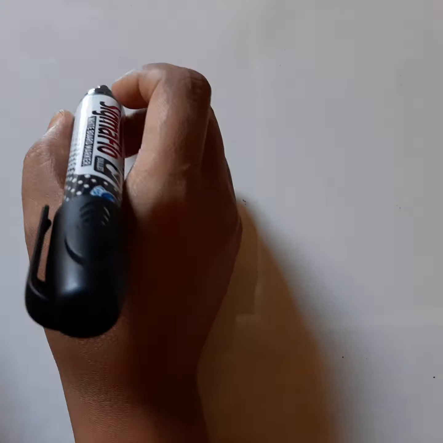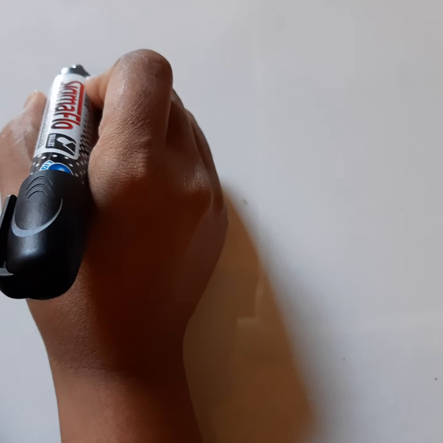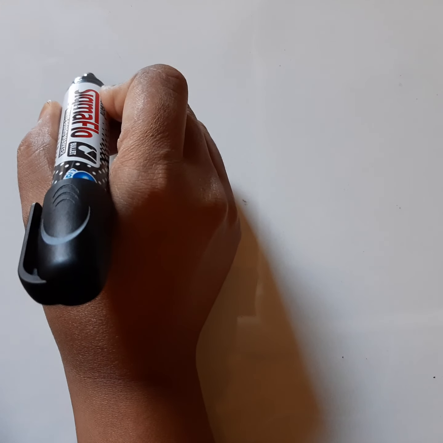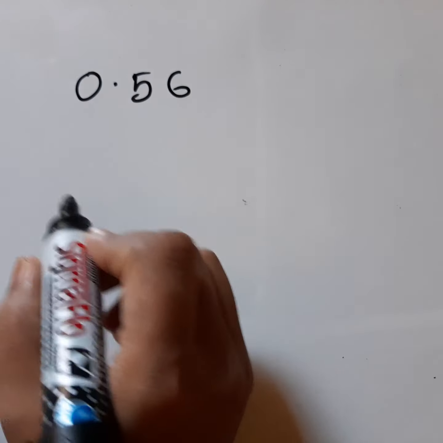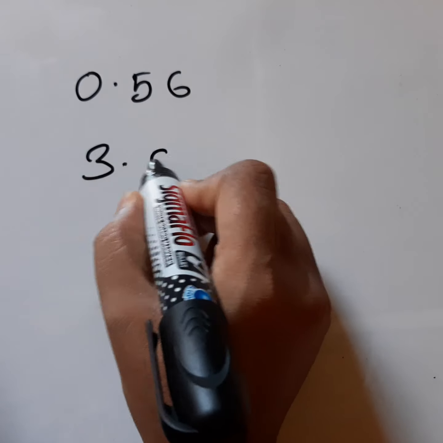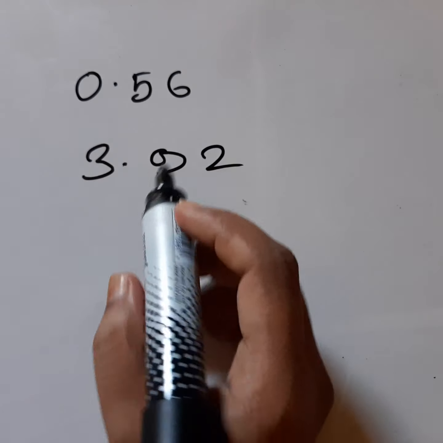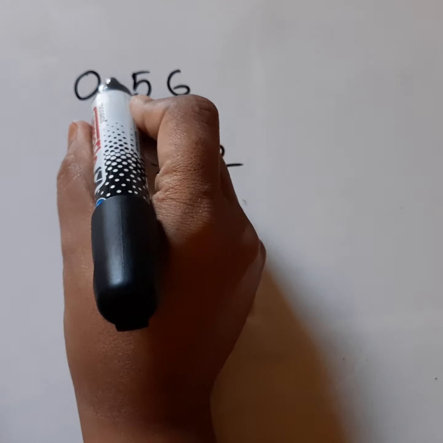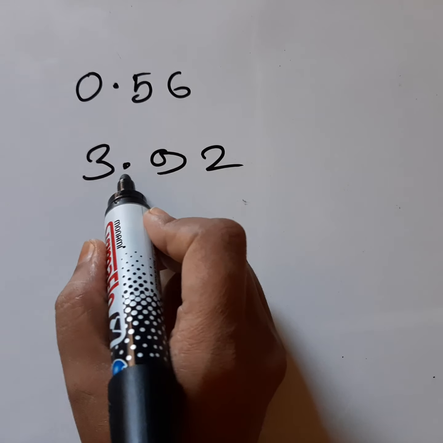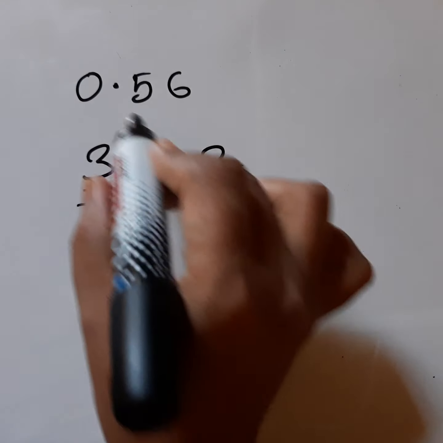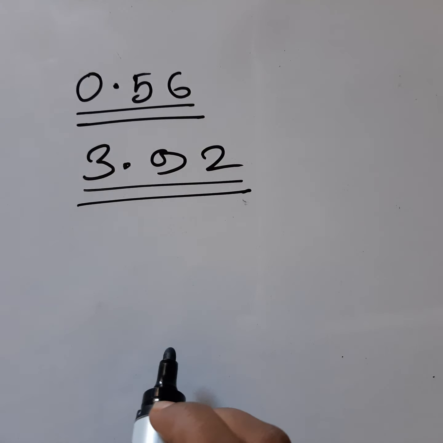Okay, so when we use points like this, 0.56 or 3.92, you can see a point over here in between the digits, okay? So these are called decimal numbers.